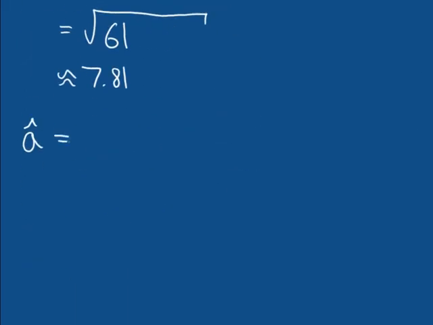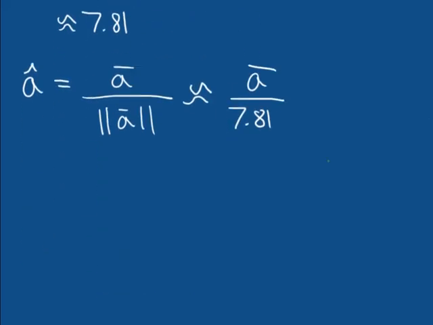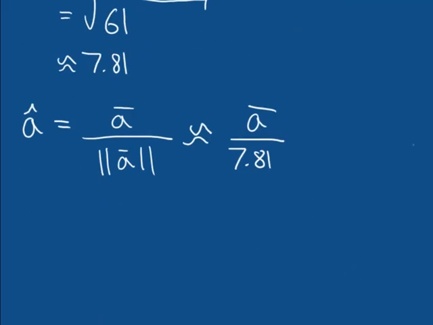We saw that the normalized version of a vector, a unit vector, is equal to the original vector divided by the length of the original vector. So we know that the length of our original vector is approximately 7.81. So this is approximately equal to A divided by 7.81, which we know means we need to take each component of the original vector A and divide the x component by that 7.81 to get the new x component, and we need to divide the y component by 7.81 to get the new y component.